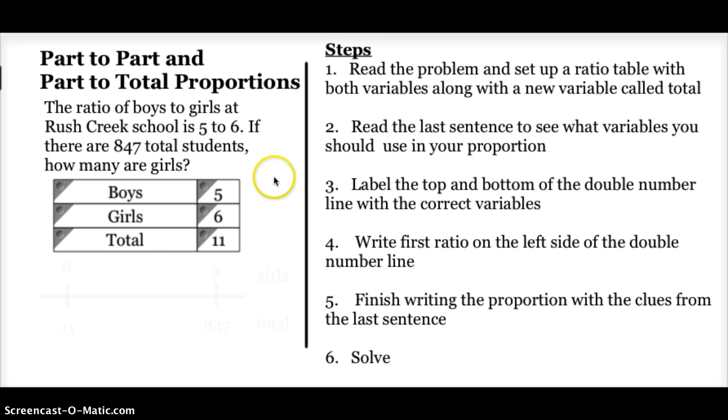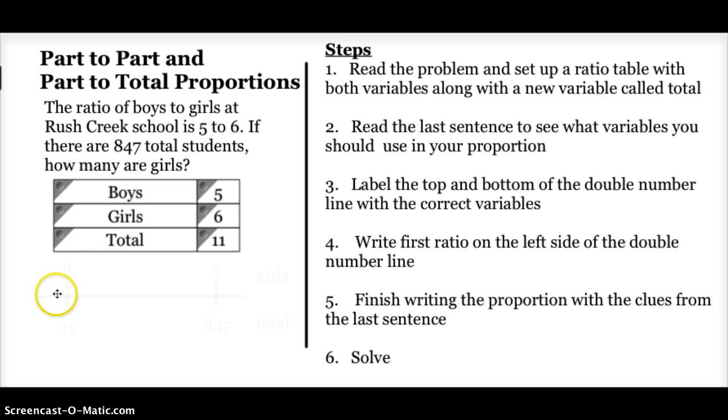in my proportion. Well, the two variables I'm going to use in my proportion are total students and girls, because my last sentence reads like this. If there are 847 total students, how many are girls?